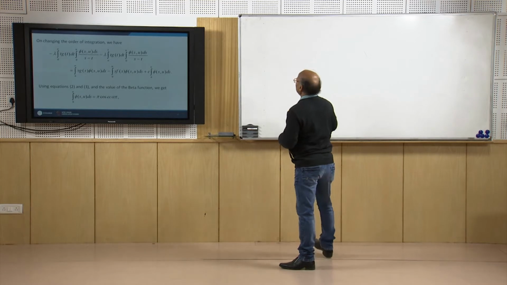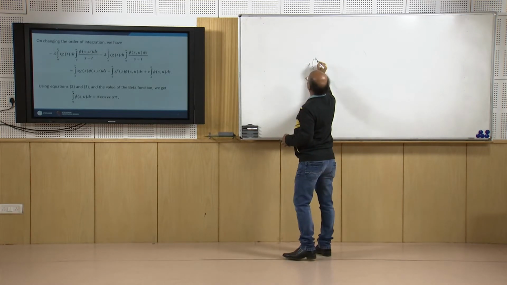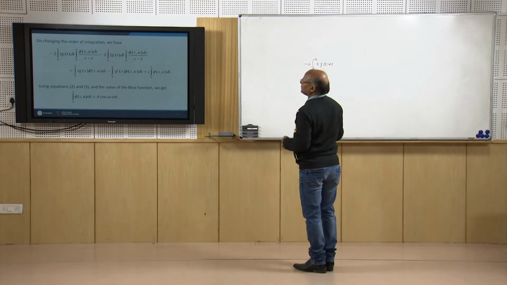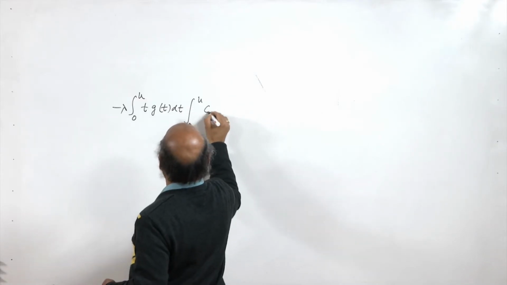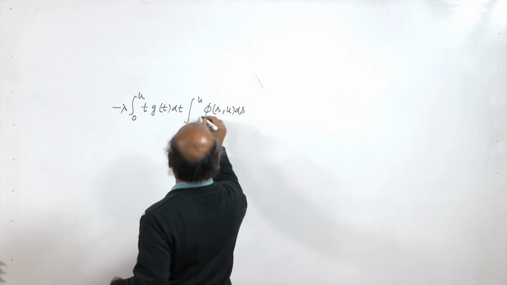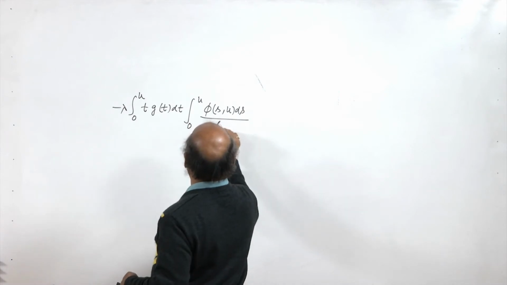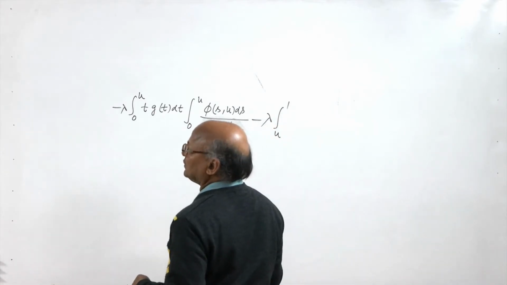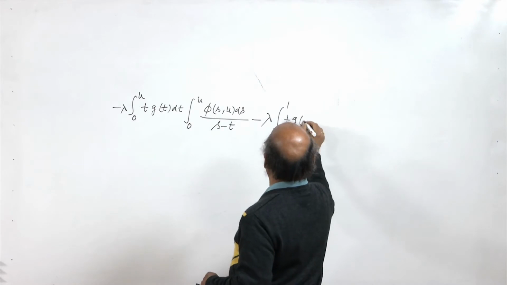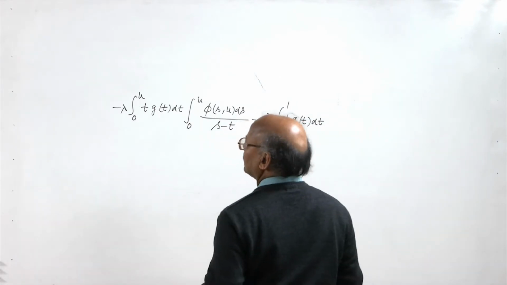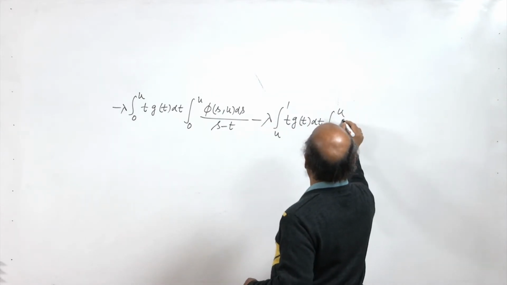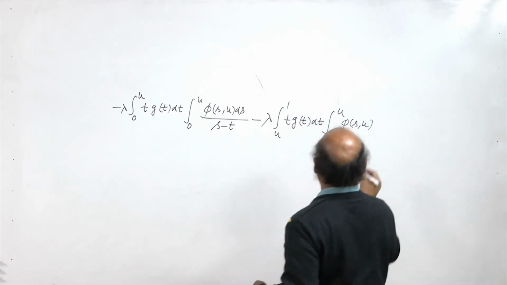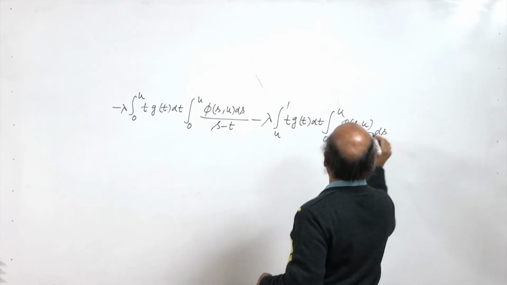What we have is minus lambda integral 0 to u t g(t) dt, integral 0 to u phi(s,u) ds over s minus t, minus lambda integral u to 1 t g(t) dt, integral 0 to u phi(s,u) ds over s minus t ds.